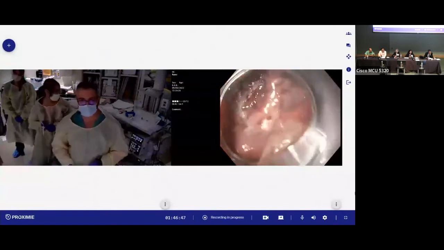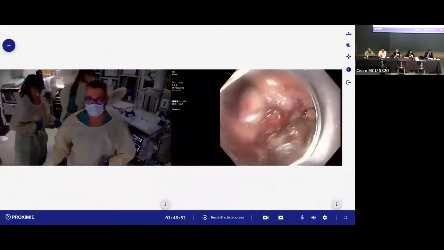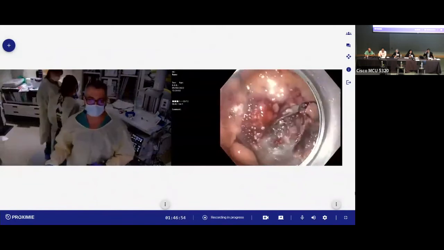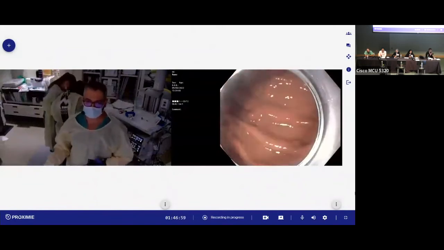All right, let's clean the snare. So overall, I know this type of lesion. I will be surprised if this comes back as tubular adenoma. To me, this looks like granulation tissue. It's the same as this one here.